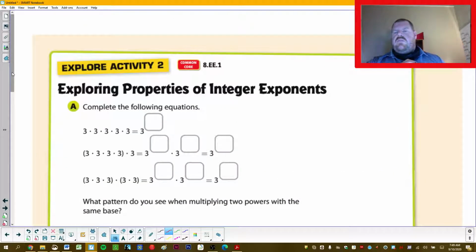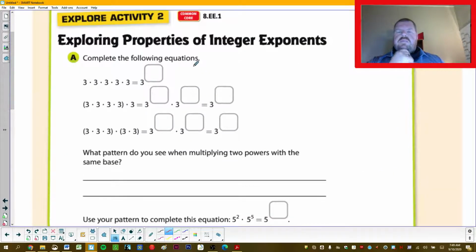Let's look at some more properties of exponents here. So I've got 3 written being multiplied 1, 2, 3, 4, 5 times. So our basic rule of exponents means that I can then write that as 3 to the 5th power, because there's 5 3s. 1, 2, 3, 4, 5.